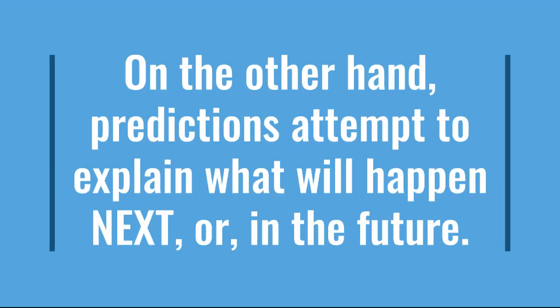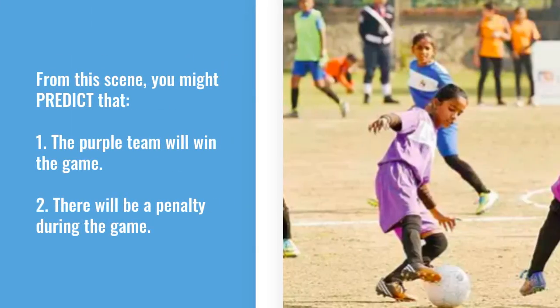On the other hand, predictions attempt to explain what will happen next or in the future. From this scene, you might predict that the purple team will win the game, or there will be a penalty during the game. Both explain what will happen in the future. Again, we're not sure if either is correct, but they are both logical.